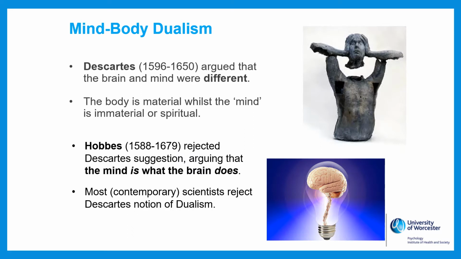Descartes argued that the brain and mind were different, and the body is material whilst the mind is immaterial or spiritual. However, this has been rejected and it's been argued that the mind is what the brain does. And most scientists argue against the notion of dualism. So it's argued that the brain and mind are whole as opposed to being different, which is Descartes' original viewpoint.